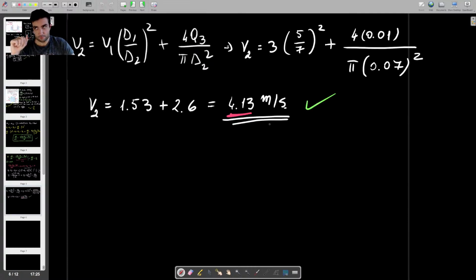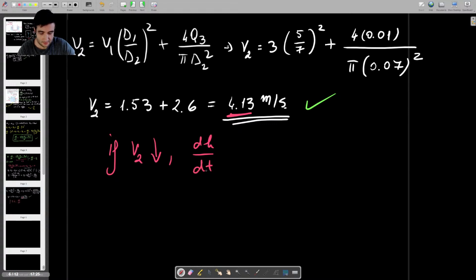If you start closing the valve, so if V2 starts going down, right? So if you decrease V2, then dH by dt is going to start increasing. If V2 increases, then the level in the tank starts going down.